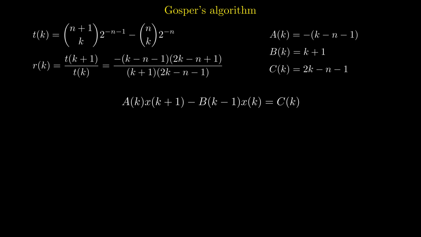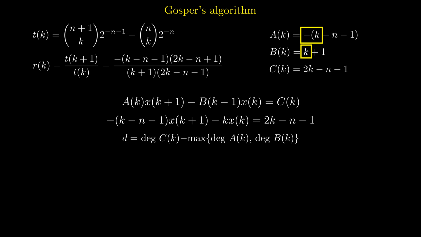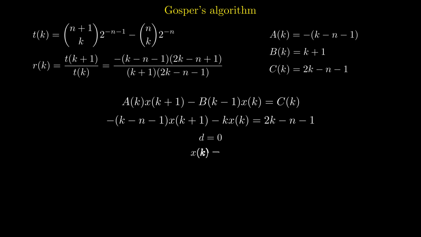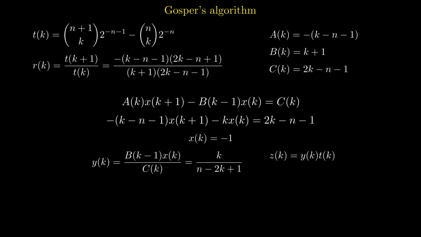We can now plug our a, b, and c functions into our linear recurrence and guarantee that if there are any solutions x of k, they will be polynomials. Let's do our degree analysis. Since the leading terms do not cancel, our maximum degree is the degree of c of k minus the degree of a of k or b of k, whichever is higher. Thus, our maximum degree is 0, which means x of k must be a constant. Solving, we get x of k is equal to minus 1, which allows us to plug this back into our y of k and final output z of k.